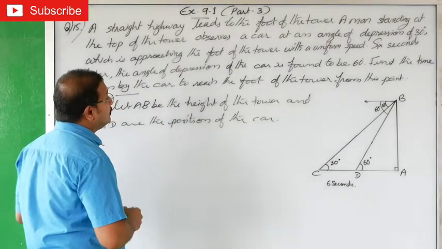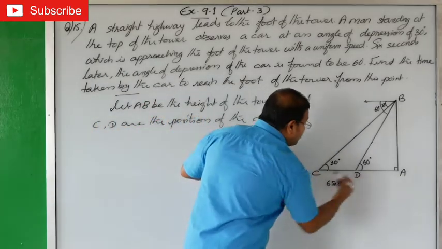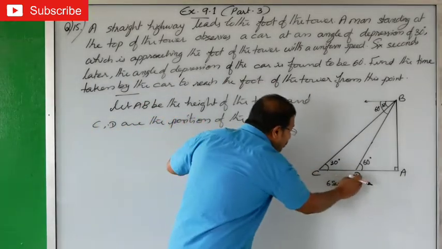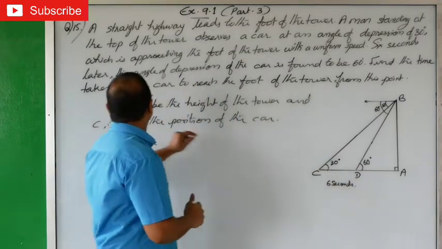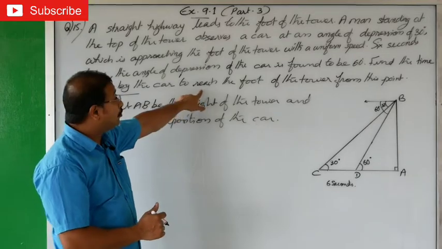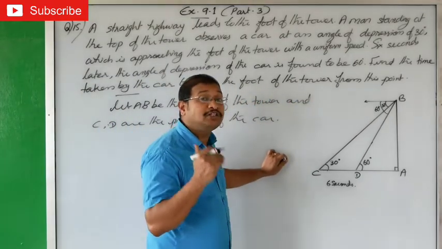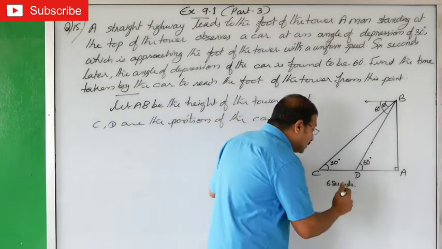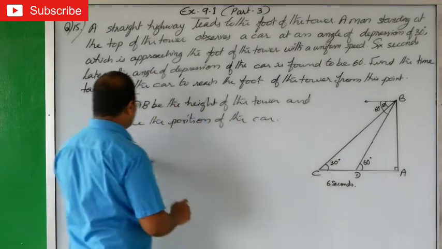Now what happened? Of course the car is moving towards the tower at a uniform speed. It's given from C to D, it took 6 seconds. Now what is the question? Find the time taken by the car to reach the foot of the tower from the point. So the question is, how much time will be taken by the car to reach from D to A? Isn't it? So let's start the work now.